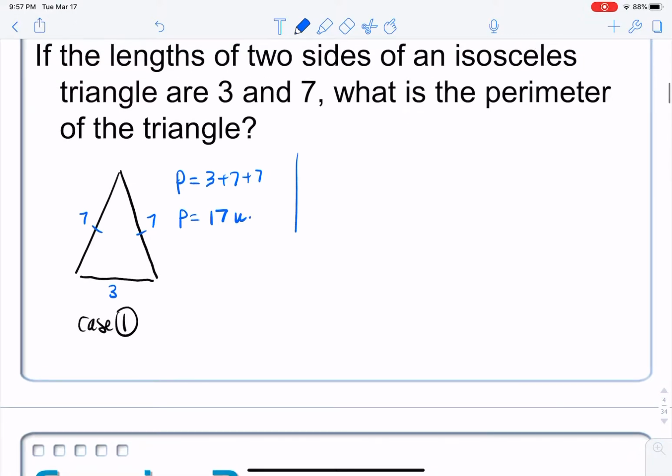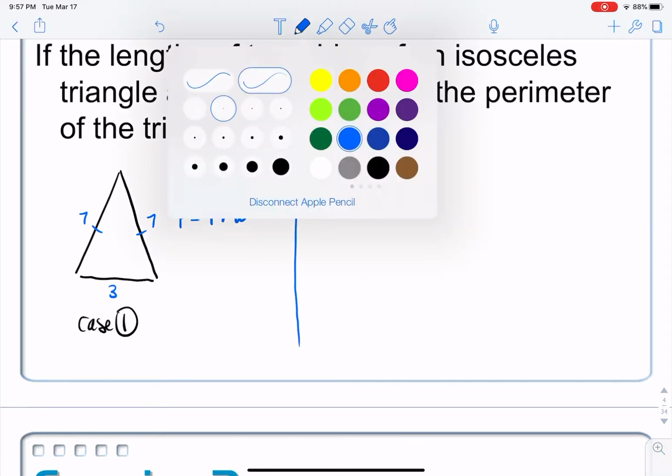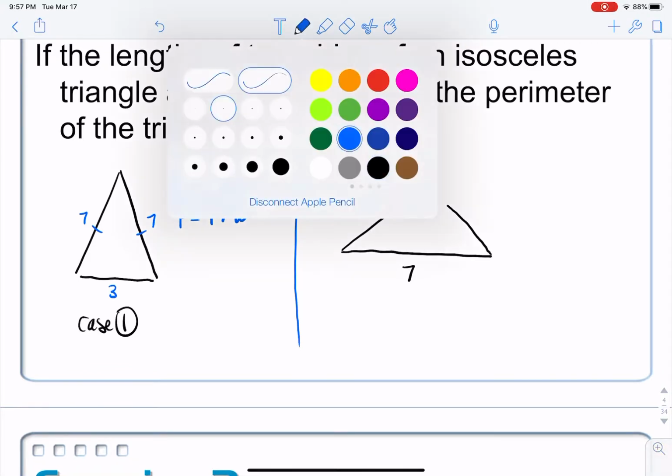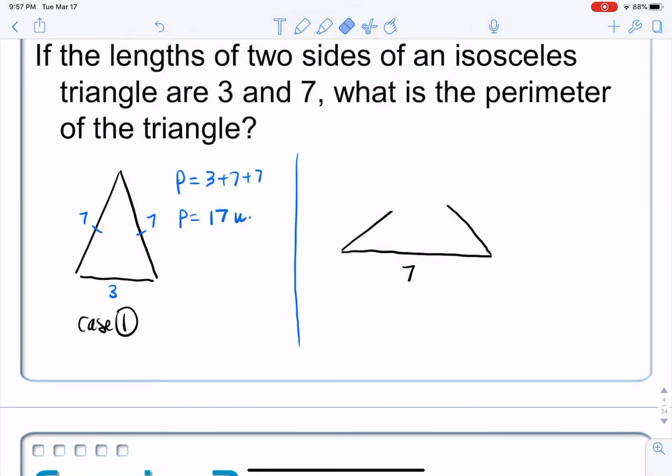Okay, the second case is, well, what if the 7 is the base? Let me draw a case for that one. All right, so let's say that this base down here is 7, and then I go to try to draw the other two sides, the other two legs, which are 3 and 3. And I'm going to notice that they're just not long enough to stretch to the other side, right? They don't span this length of 7. The most that they could ever span is 3 plus 3, which is 6, right?